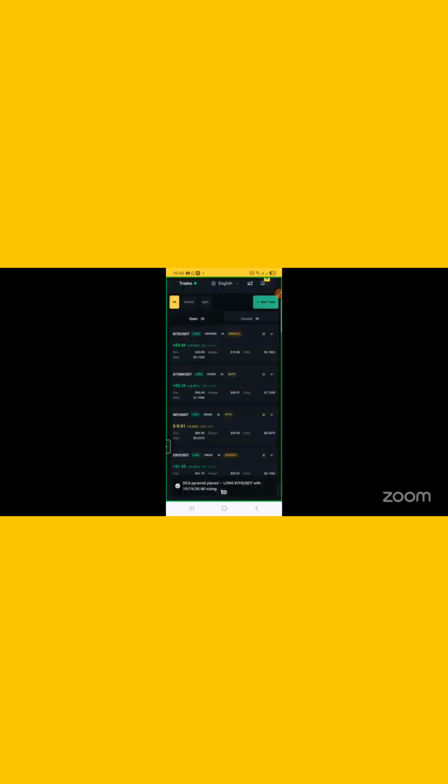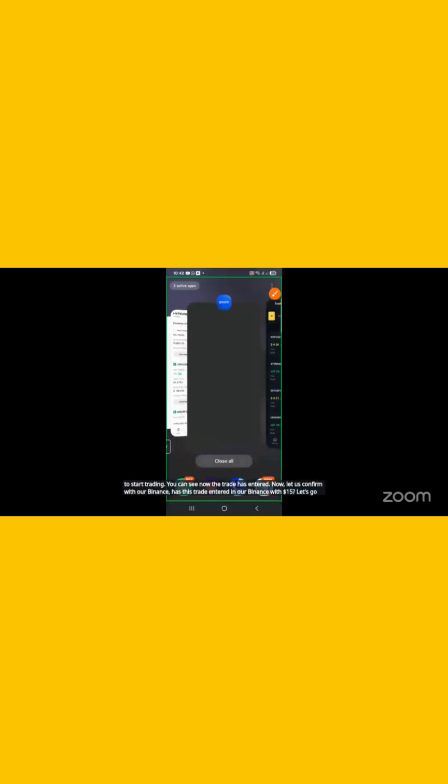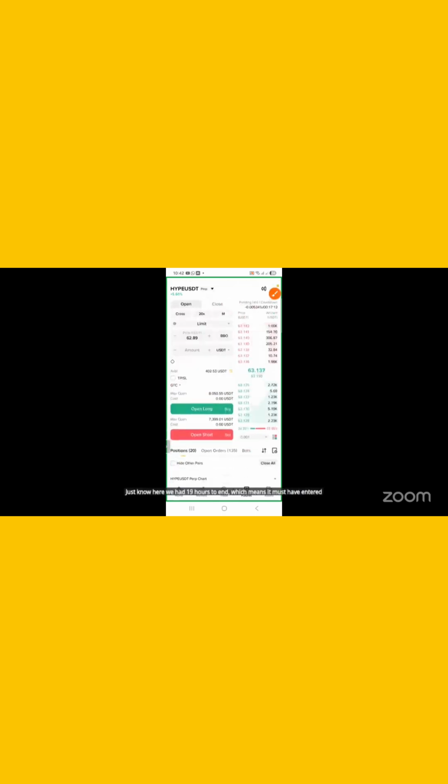You can see now the trade has entered. Now let us confirm with our Binance. Has this trade entered in our Binance with $15? Let's go to our Binance, Kite USDT. Okay, we are looking for a trade called Kite USDT. Here we had 19, now I see 20, which means it must have entered. So let's look for it.